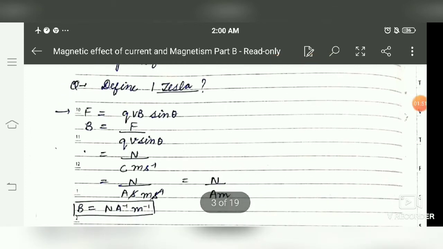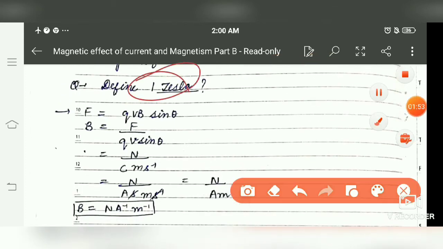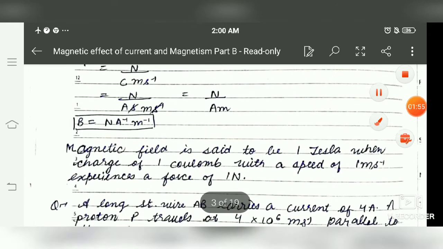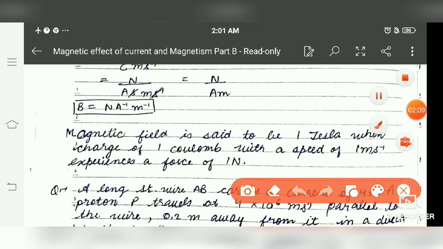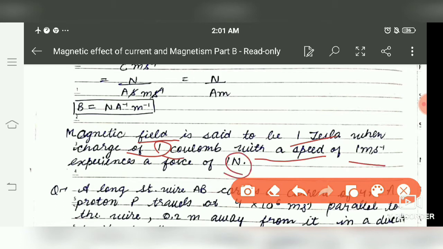Now next we have to define what is 1 Tesla. So 1 Tesla is actually what? Magnetic field is said to be 1 Tesla when a charge of 1 coulomb moves with the speed of 1 meter per second and experiences a force of 1 Newton, then it's said to be 1 Tesla.